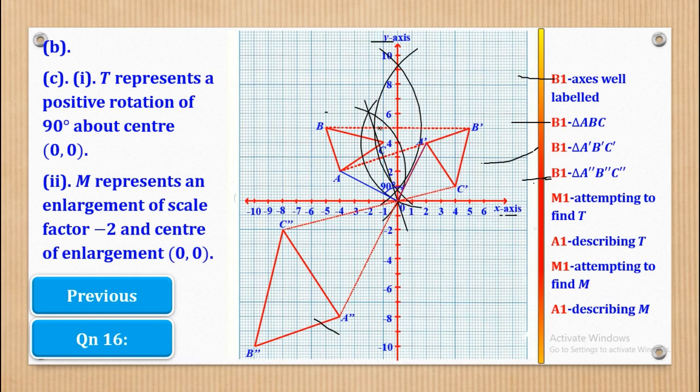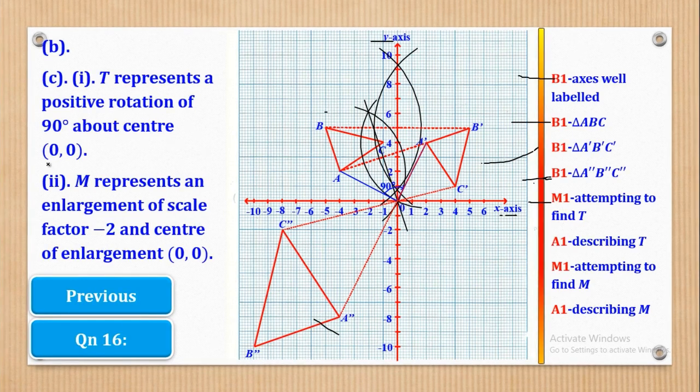So all these we did to join this line B prime, B to B prime, A to A prime, and also these bisectors. That's where this M1 is coming from, because we are attempting to find this transformation which was asked. Then A1 is to describe your transformation. So this description gives you that A1.